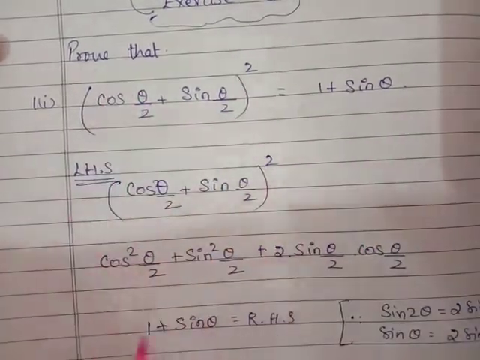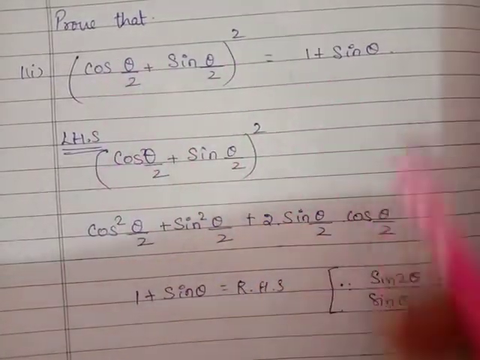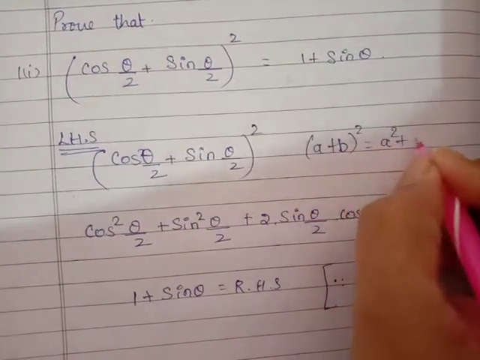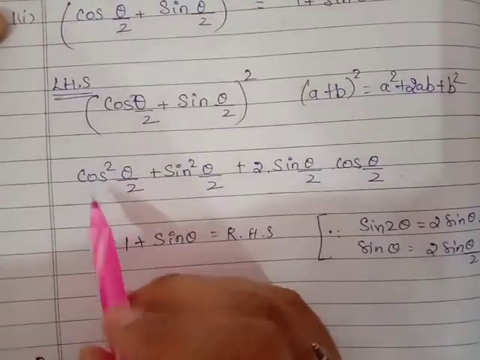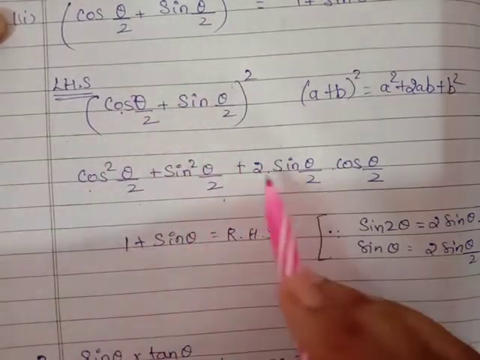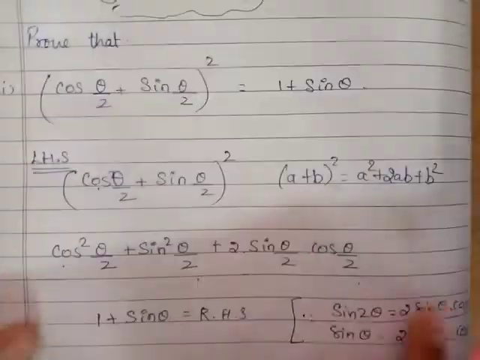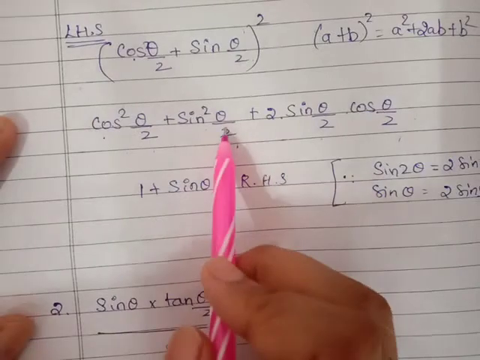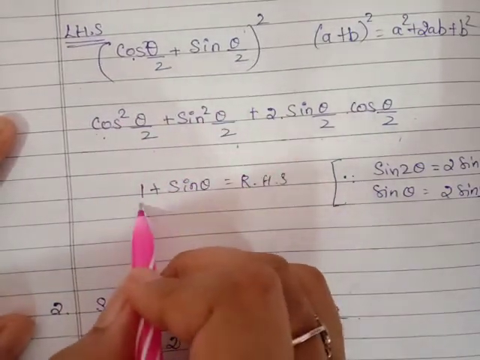So I am taking LHS. This will be equal to, using the formula for (a plus b) the whole square, a square plus 2ab plus b square. So I am writing this as cos square theta by 2 plus sin square theta by 2, so this is a, this is b, plus 2 sin theta by 2 cos theta by 2. But we have to prove that it is equal to 1 plus sin theta. We know that cos square theta plus sin square theta is 1. So here cos square theta by 2 plus sin square theta by 2 will be equal to 1.